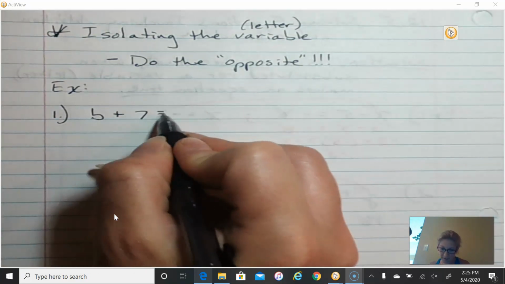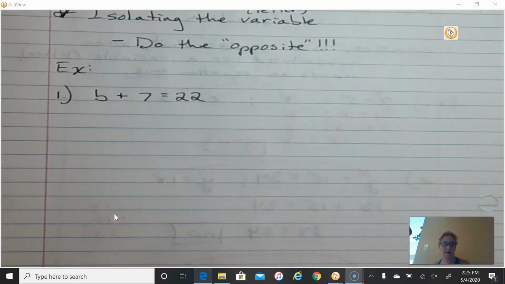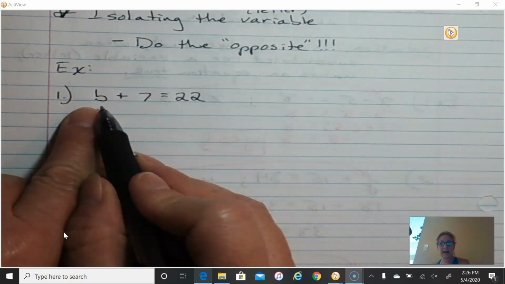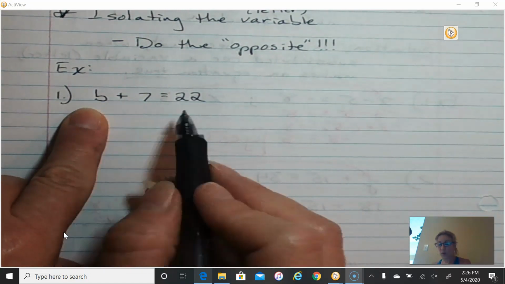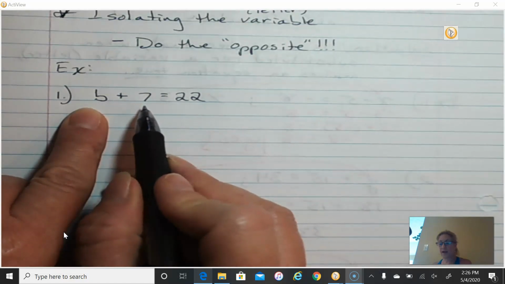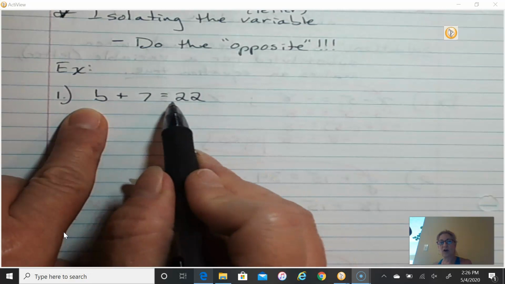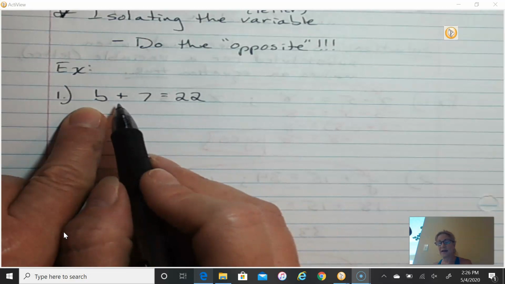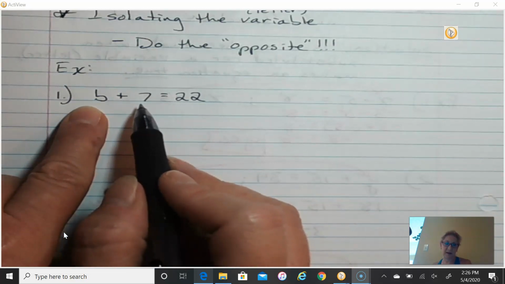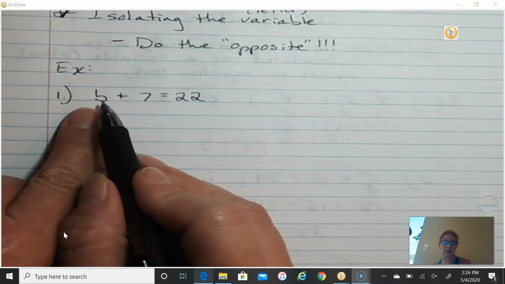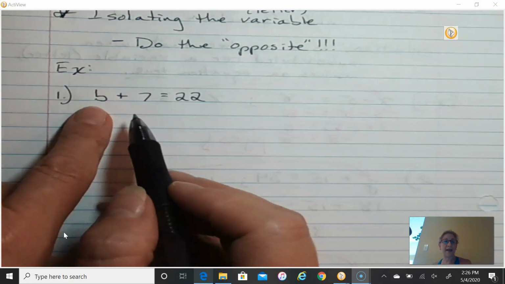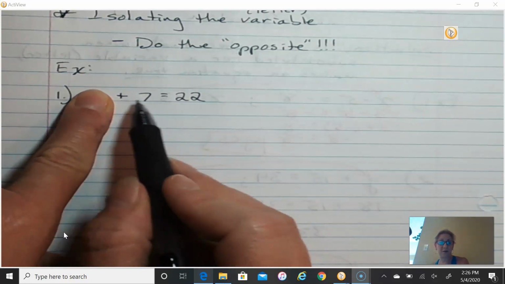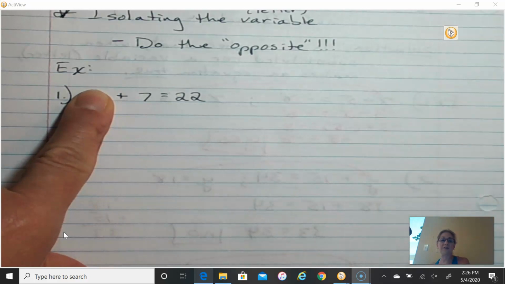B plus 7 equals 22. All right. Now, this is the variable. And to get it all by itself, we have to get rid of the 7. We have to move the 7 across that equal sign over to 22. And the only way to do that is to do the opposite. We want to get the B all by itself, so we have to get rid of the plus 7.